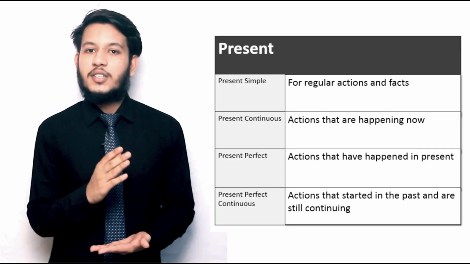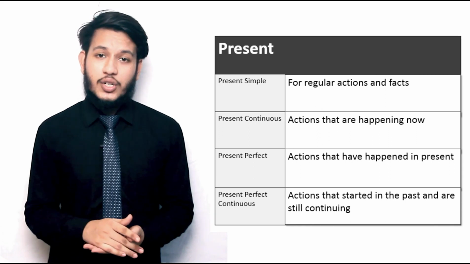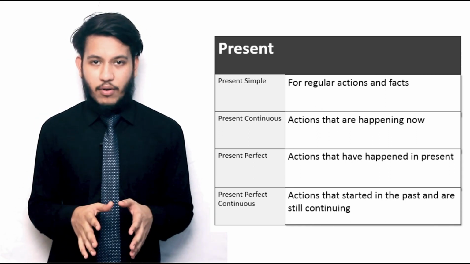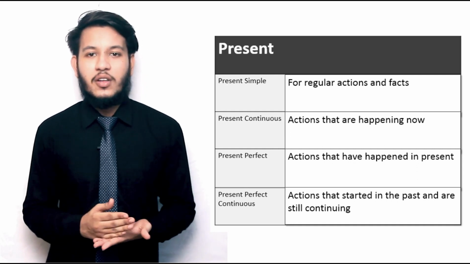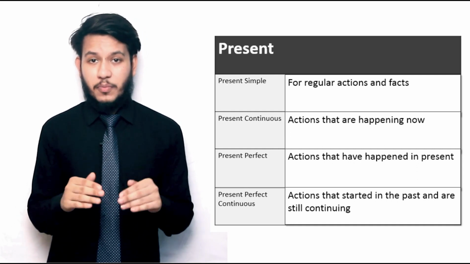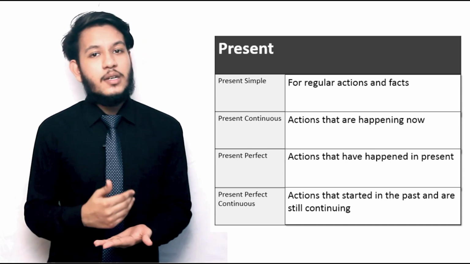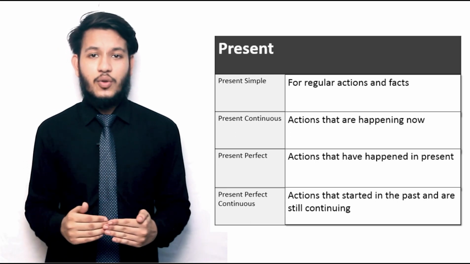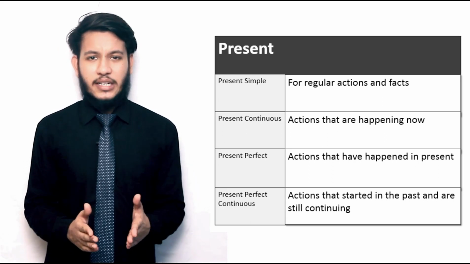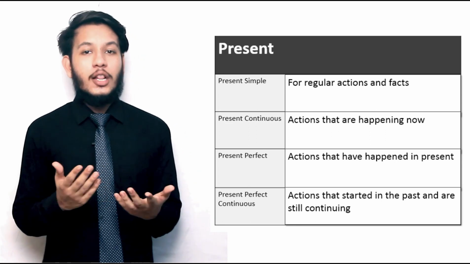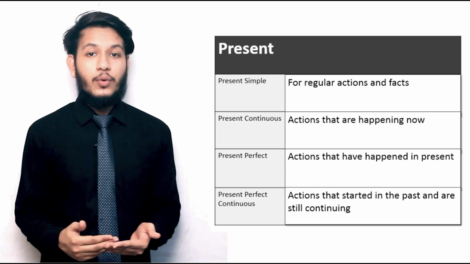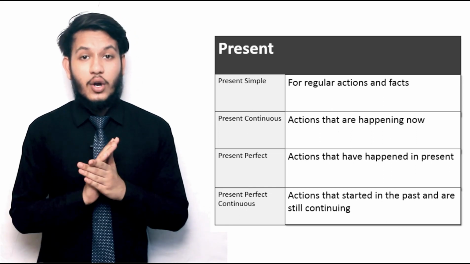Okay, now let's take a quick recap of present tense. We use present simple for regular actions and facts, and we use present continuous for actions that are happening right now, and we use present perfect for the actions that have happened in the present, that have finished. We use present perfect continuous for the actions that started in the past and are still continuing. It's very simple, isn't it? Certainly you will forget all these rules again after learning, but I have got a trick, and that will help you to remember these rules for your lifetime.